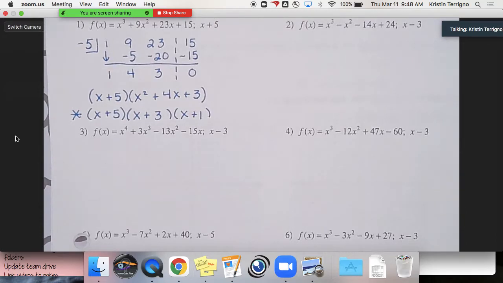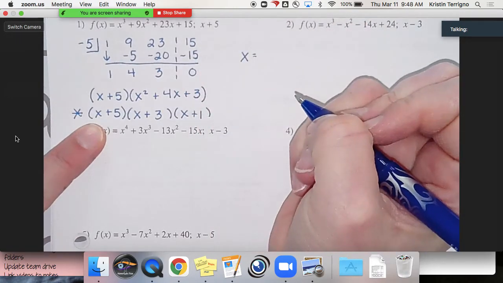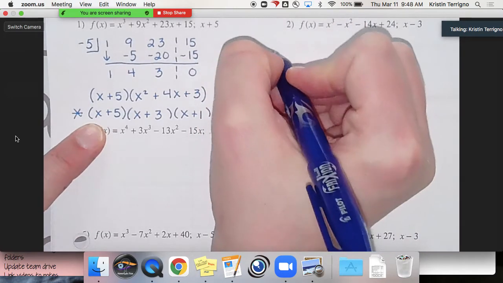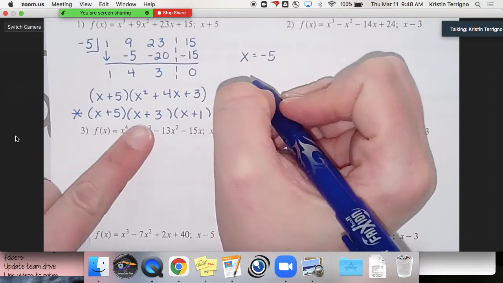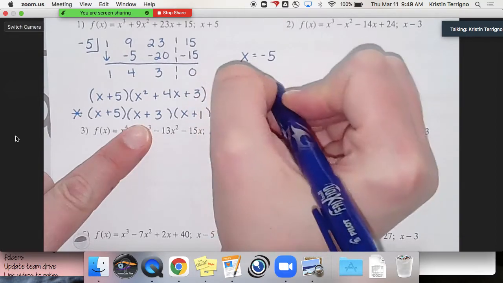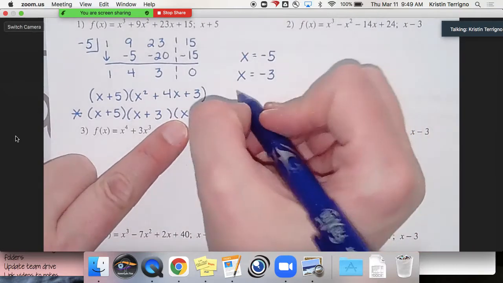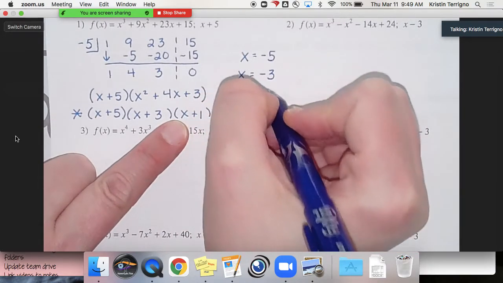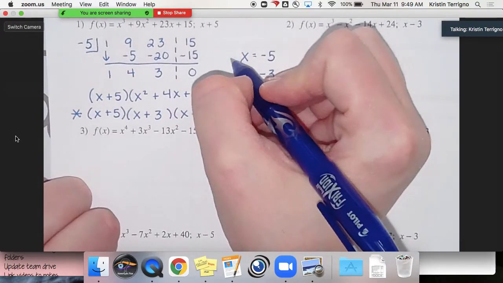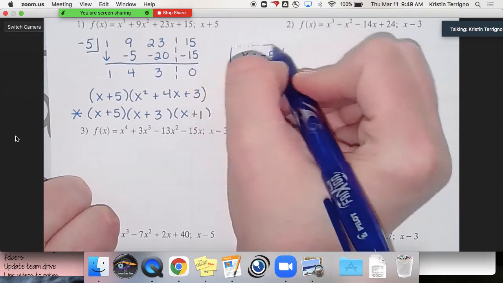Now I need the zeros. But the good news is every factor gives you a 0. So if x plus 5 is a factor, what's one of your zeros? Yep, we already talked about that one, right? X equals negative 5. That's it. Yep. If x plus 3 is a factor, then x equals negative 3 would be a root or a 0. And if x plus 1 is a factor, then x equals negative 1 would also be a root. So these things here are your zeros and factors.